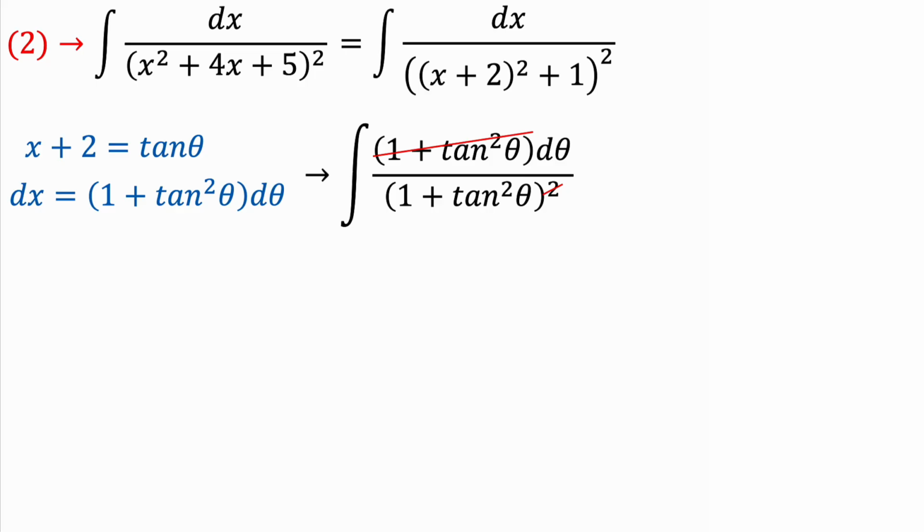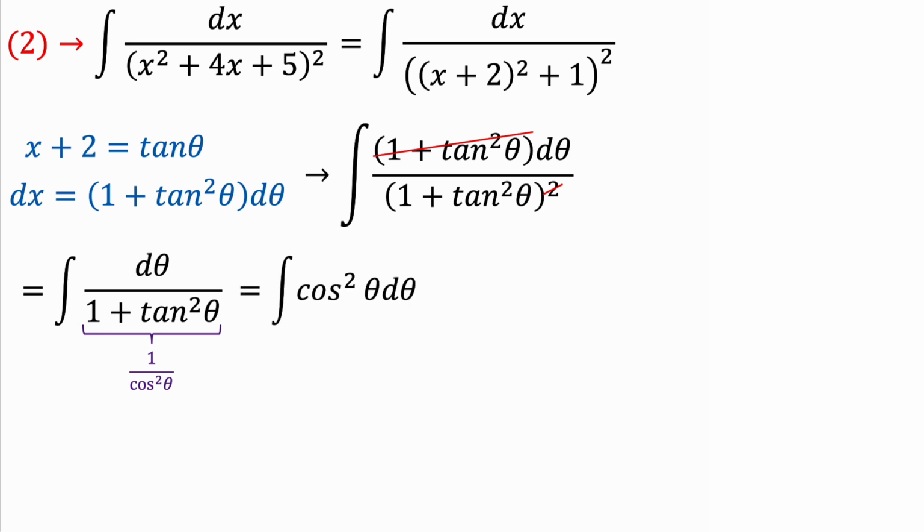So what did we end up with? Once we simplify, we are left with 1 over 1 plus tangent squared theta. This is quite familiar to us now, isn't it? After working through so many examples. It becomes 1 divided by cosine squared theta. So the whole expression simplifies to cosine squared theta.